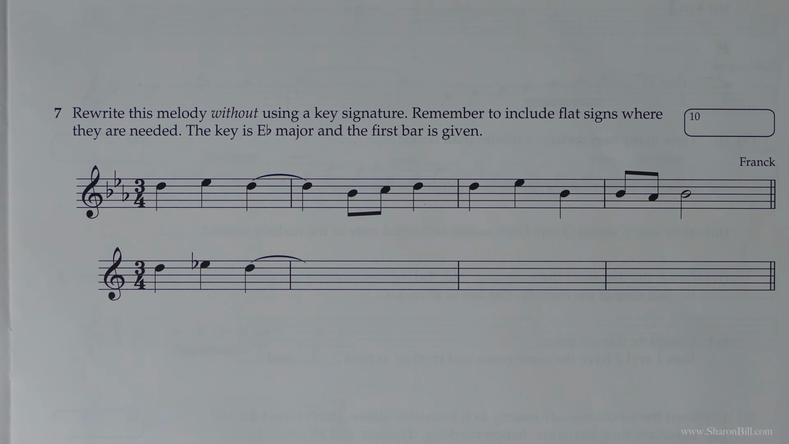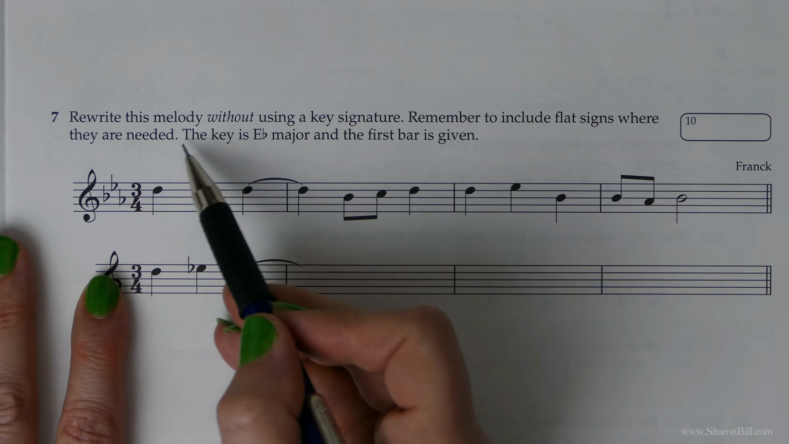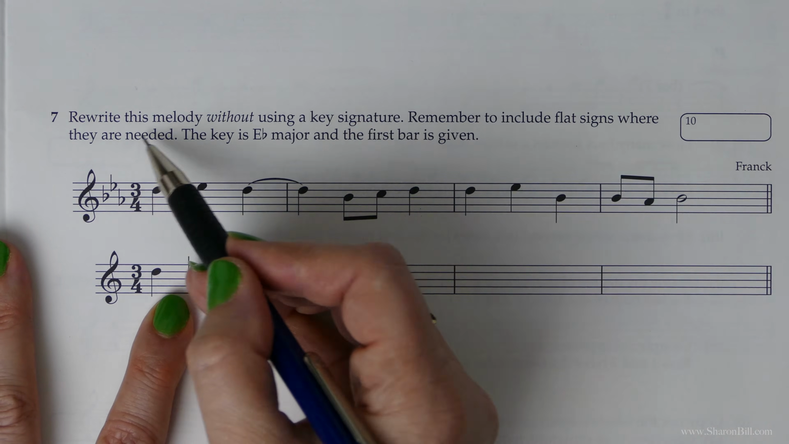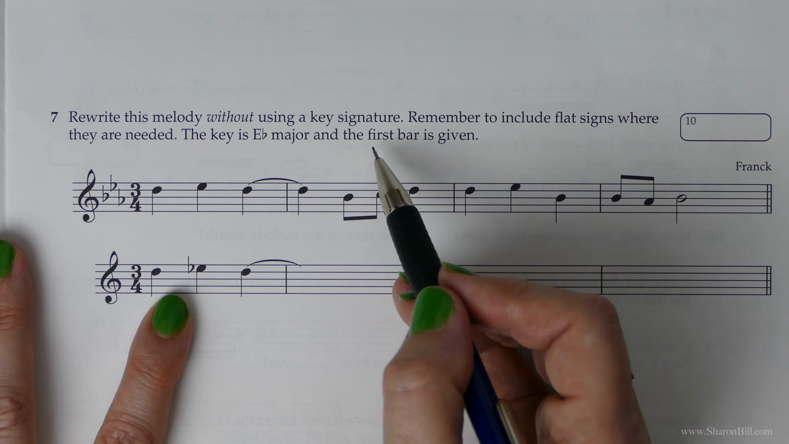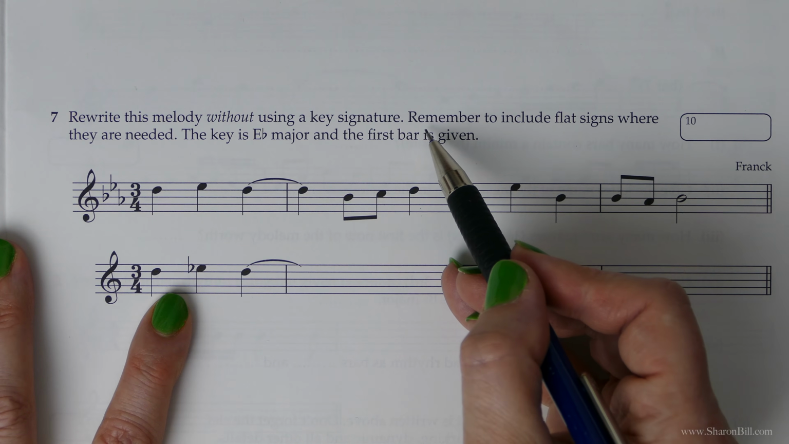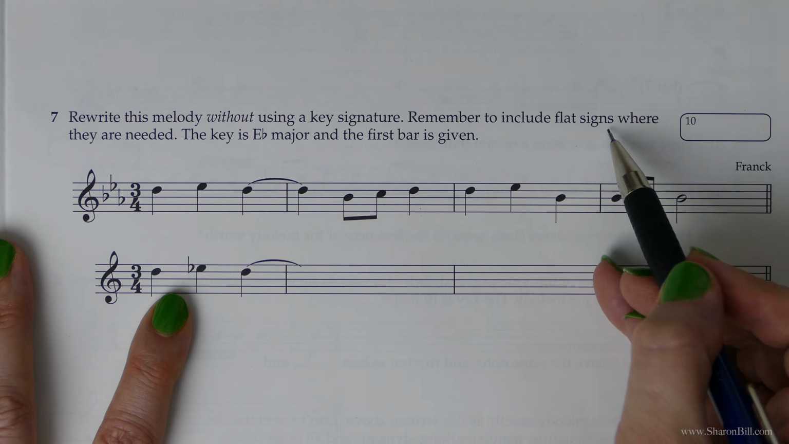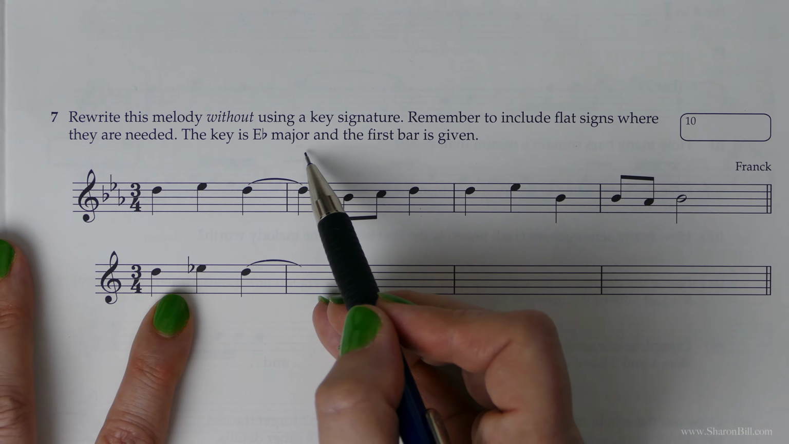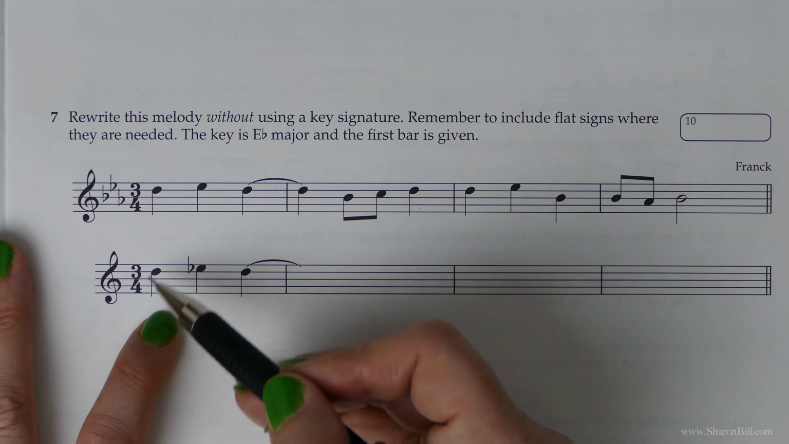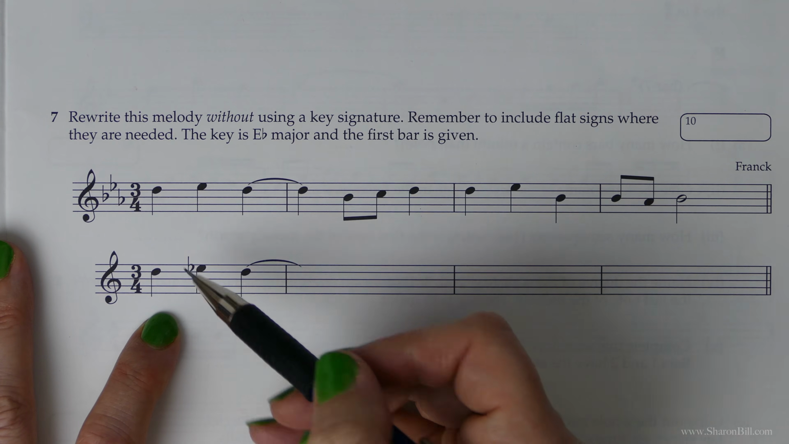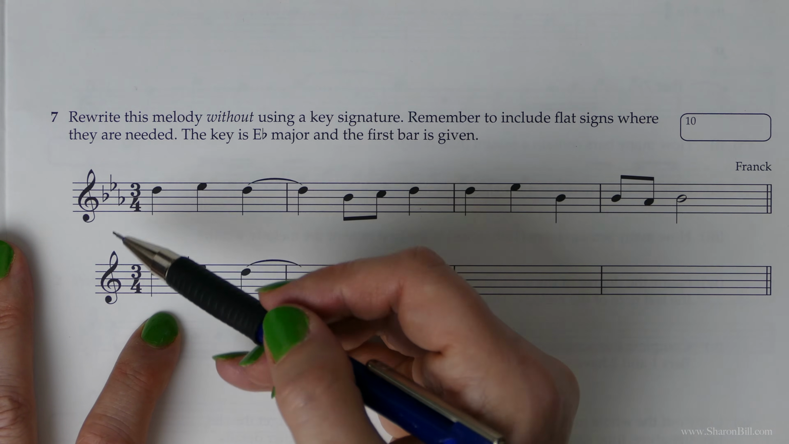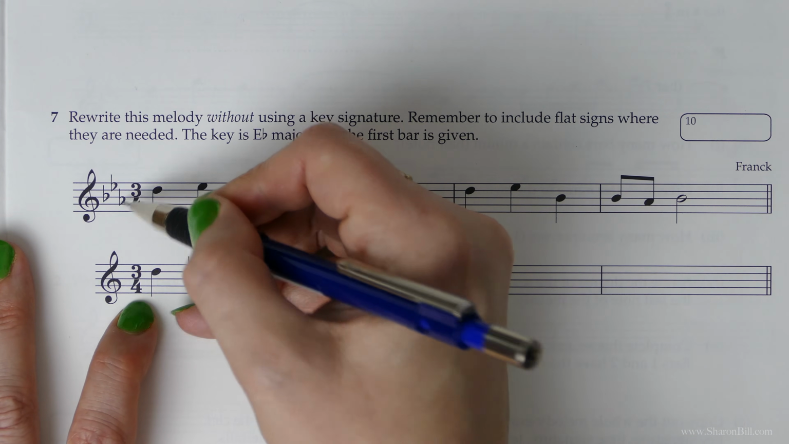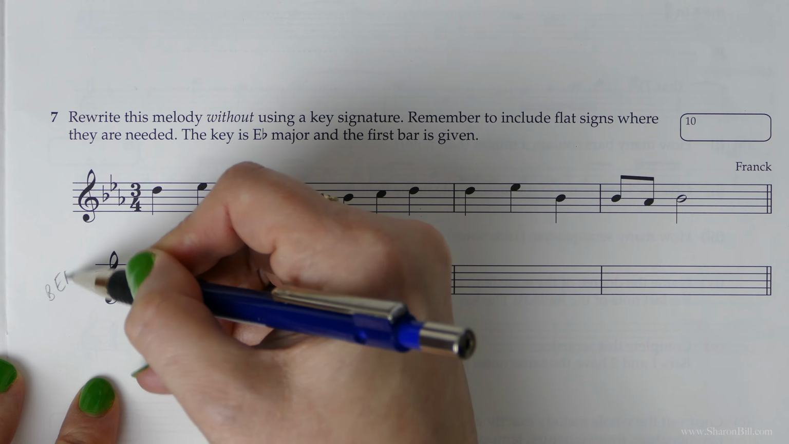Question 7 asks us to rewrite this melody without using a key signature. So really that's all that they need to have said, but very generously they've just continued to give you a few clues. Remember to include flat signs where they are needed. The key is E flat major, and they've even generously given us the first bar as an example. So we want no key signature, but it's got to sound exactly the same. So we have here a key signature of B flats, E flats, A flats. So just make a little note of that.